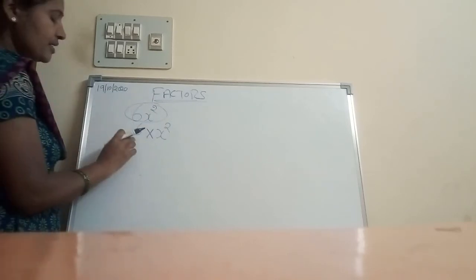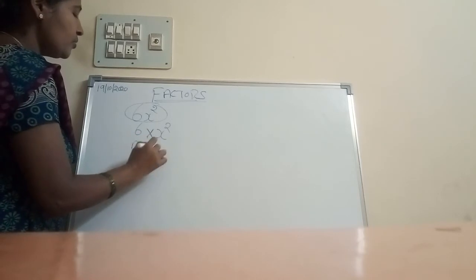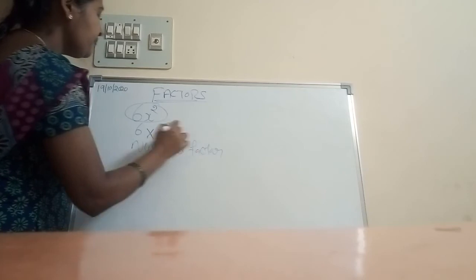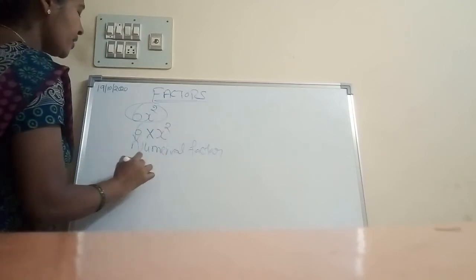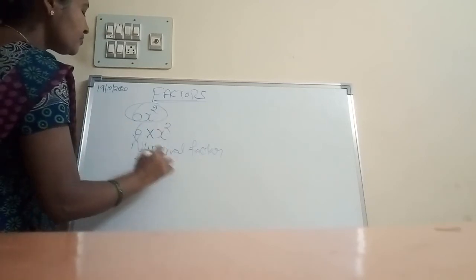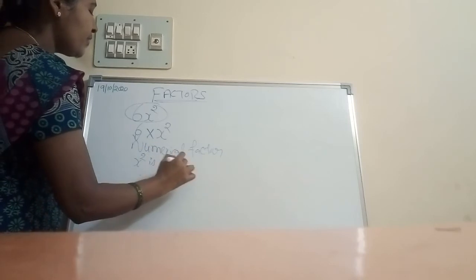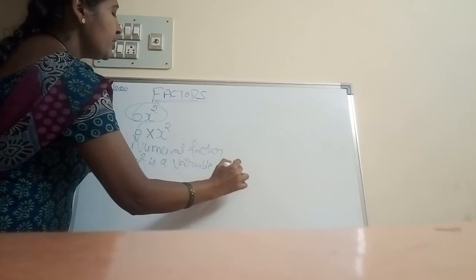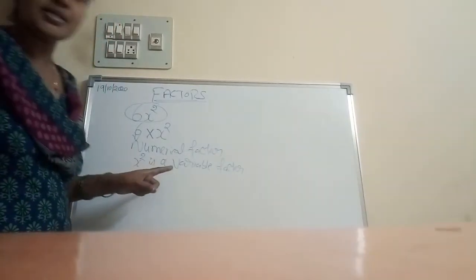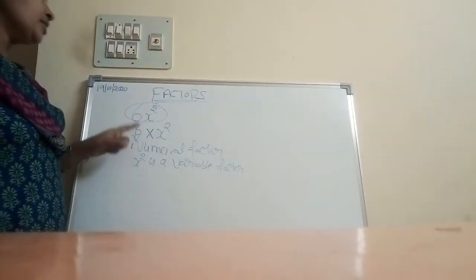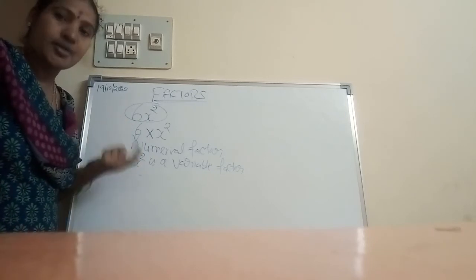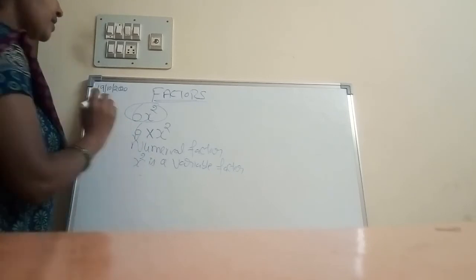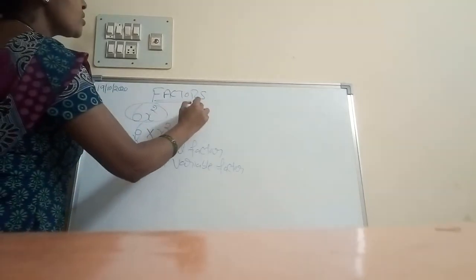The 6 is a numerical value, a numerical factor. 6 is known as a numerical factor. And this x square is an algebraic or variable factor. X is a variable factor. That variable factor is also known as a literal factor, and the numerical factor is nothing but a constant.